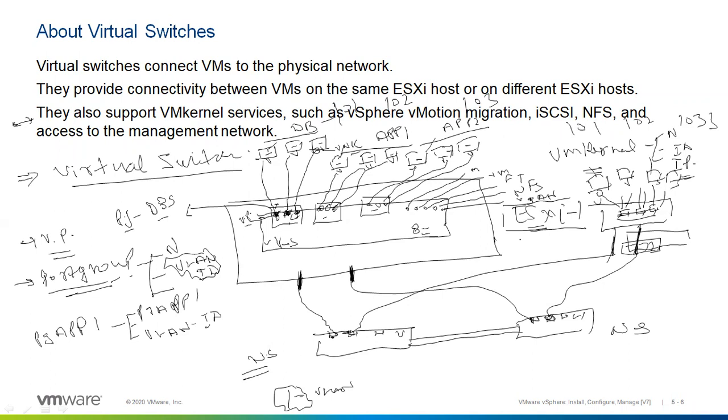So this is an example of two hosts. There could be 10, 15 or 20 hosts available in the cluster. For example, if you are using a 16 node cluster, in that case you will consume 32 ports.